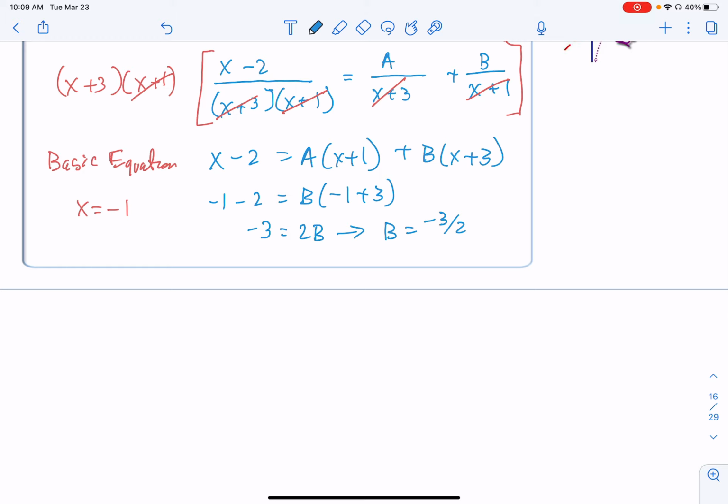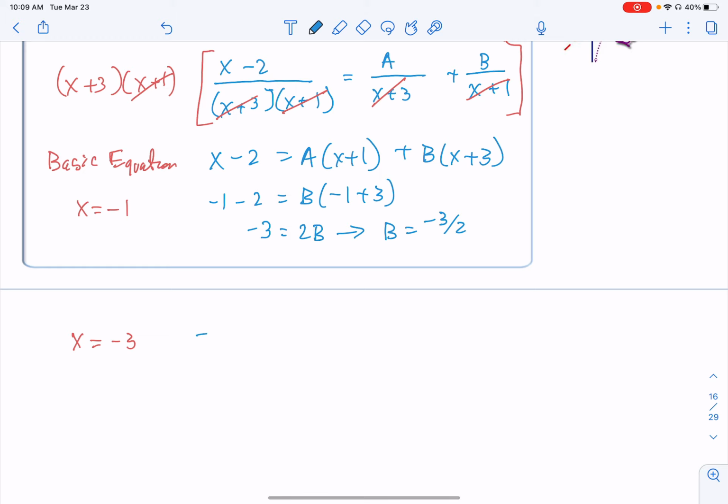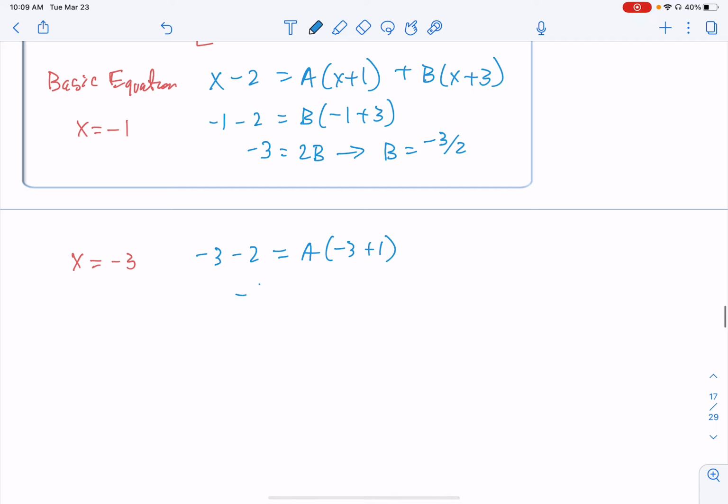So I'm going to come back to my basic equation. This time we need B to disappear, so the convenient value is going to be x is equal to -3. Plug in -3 everywhere we have an x. I get -3 minus 2 on the left side. A times -3 plus 1. And I don't have to bother with the second one because it's going to cancel out. Negative 5 is equal to a positive 2A, meaning that A is equal to negative 5 halves.